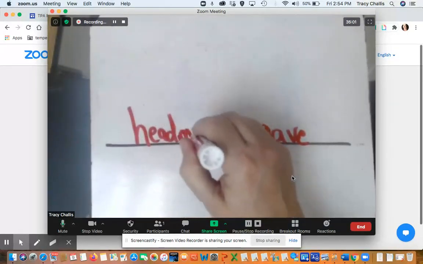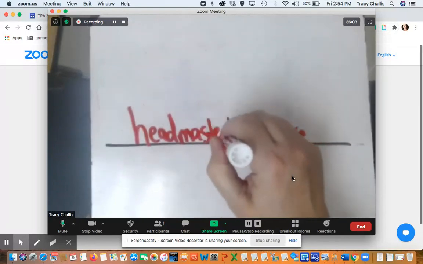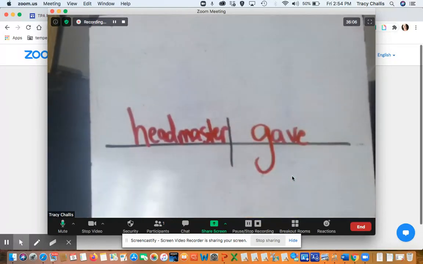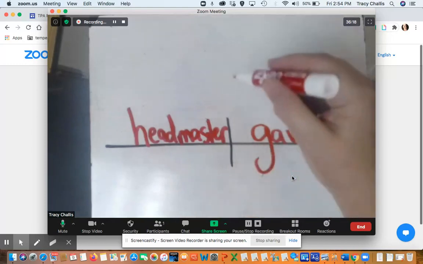Okay, and if you made a mistake and you put candy, because that's another noun, but your candy didn't give anything away, right? And me didn't give, that doesn't sound right. So headmaster gave at least sounds correct. Okay, and then remember, we're putting modifiers for the subject.